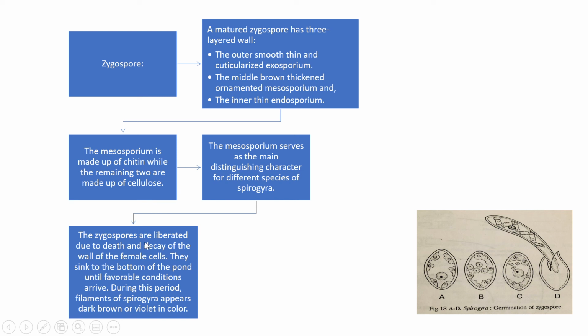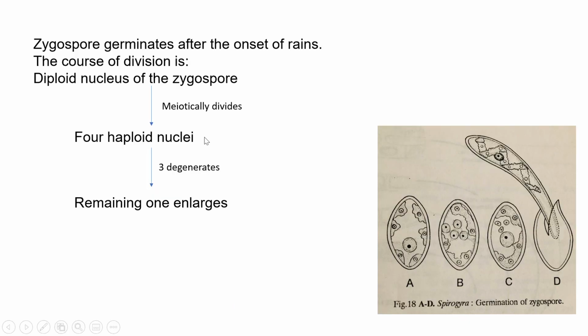The zygospores are liberated due to death and decay of the wall of the female cells. They sink to the bottom of the pond until favorable conditions like rain arrive. During this period, the filaments of Spirogyra appear dark brown or violet in color. Then the zygospore germinates when there is rain, and the course of division takes place in this way.